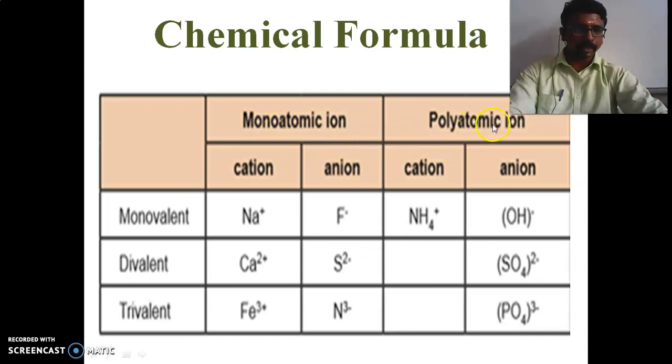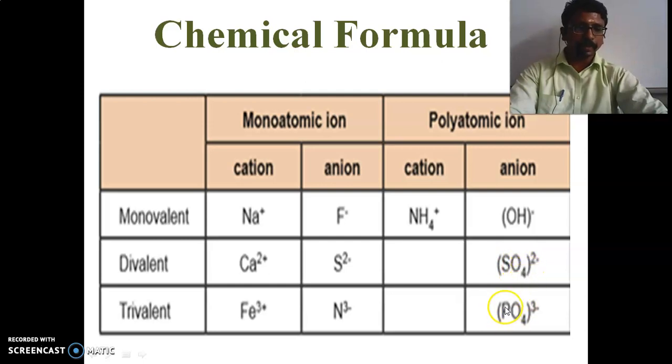Poly indicates many. Here you can see nitrogen and also hydrogen. How many atoms of hydrogen are here? 4. So we call it polyatomic. And here you can see oxygen and hydrogen, 2 elements. Here also 2 elements: sulfur and oxygen, and the number of oxygen atoms is 4.